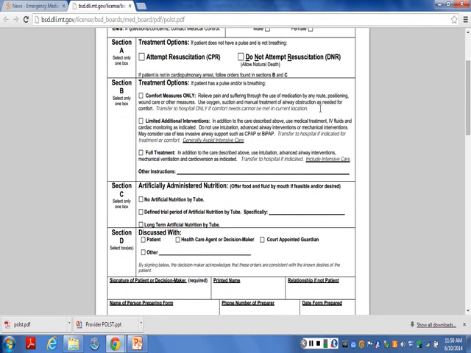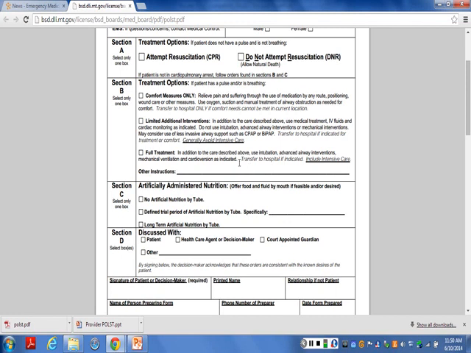Limited additional interventions. In addition to the care listed in comfort measures only, we can use medical treatment, IV fluids, and cardiac monitoring as indicated. We cannot intubate. We cannot use advanced airway interventions or mechanical interventions. We may consider use of a less invasive airway support such as CPAP or BiPAP. We transfer to the hospital if indicated for treatment or comfort. Generally, we avoid intensive care.